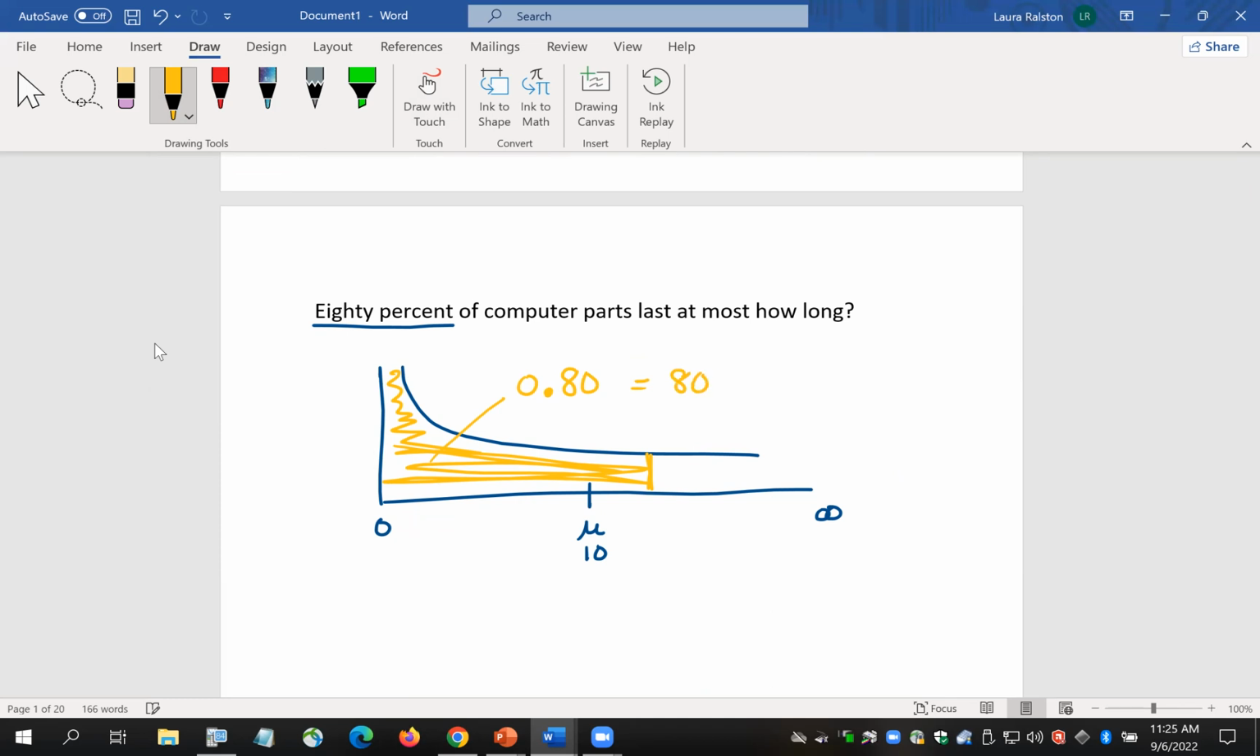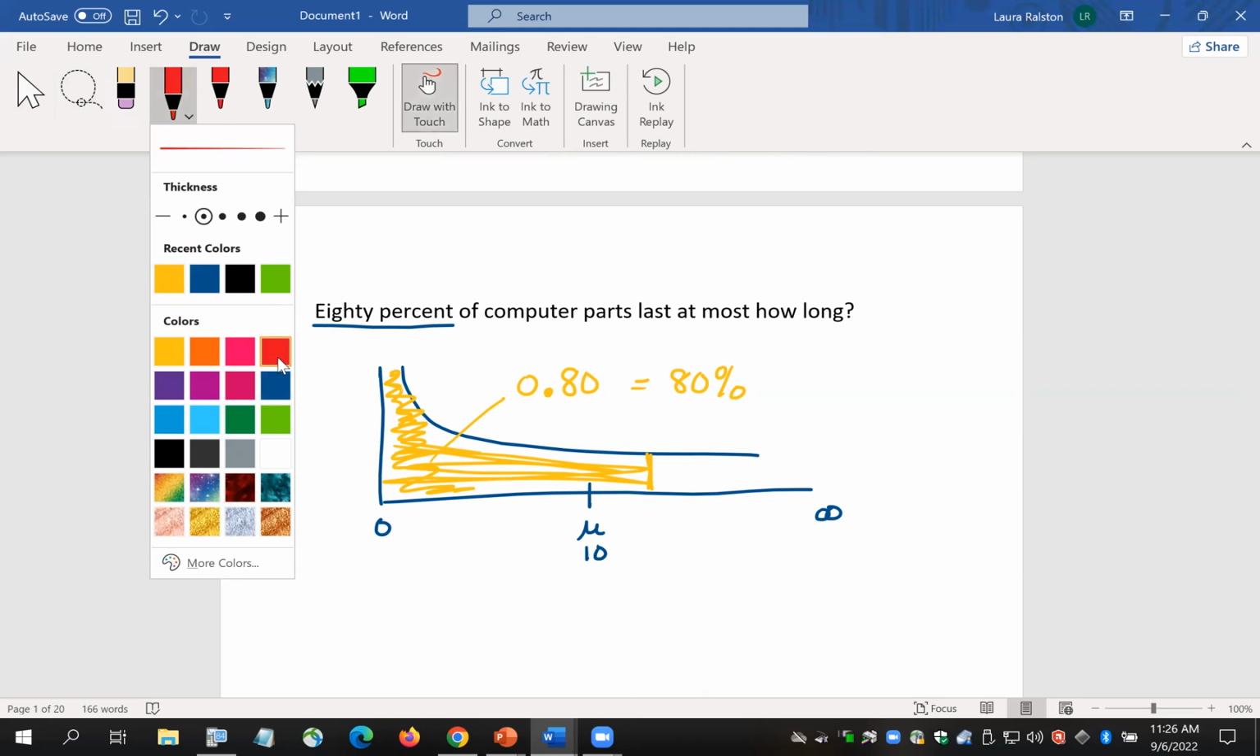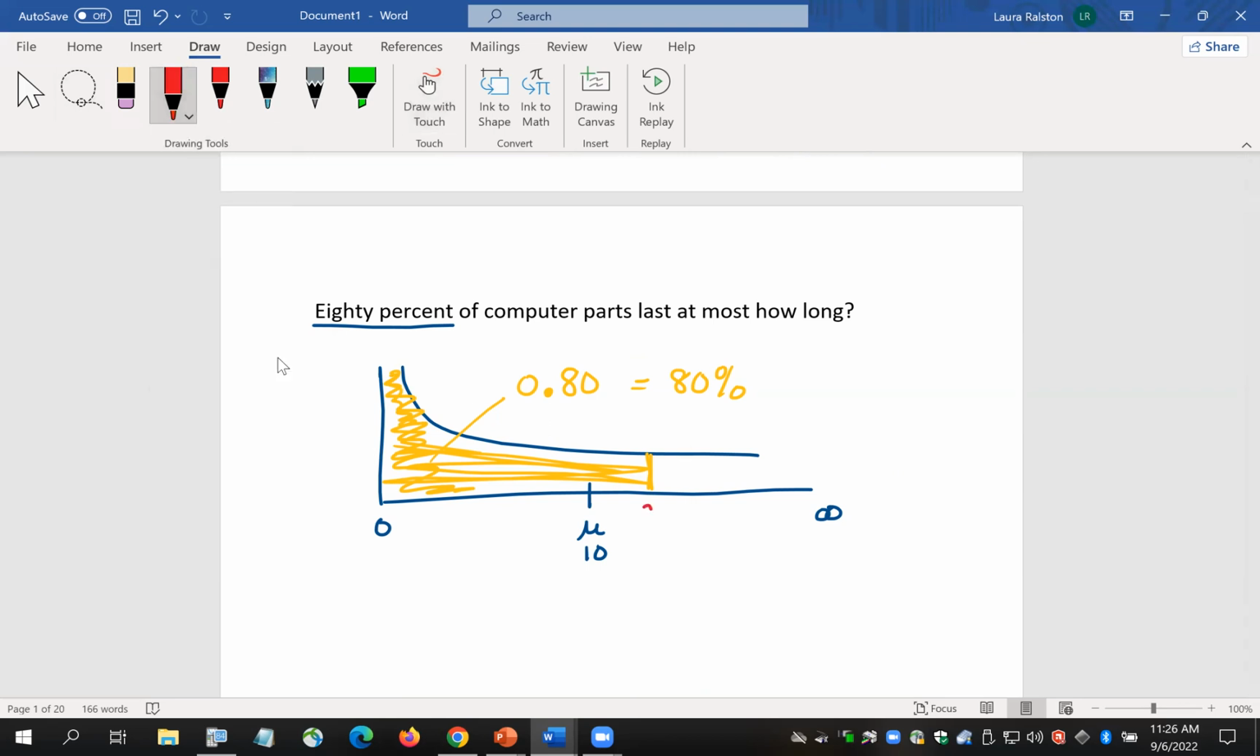Okay, I'll just make a note there. So we already know the percentage. What we want to know is what X value, okay, how long is that going to be? So we're looking for the X. And we could do the algebra, okay? I could use the same formula because I'm looking for the area to the left, okay?